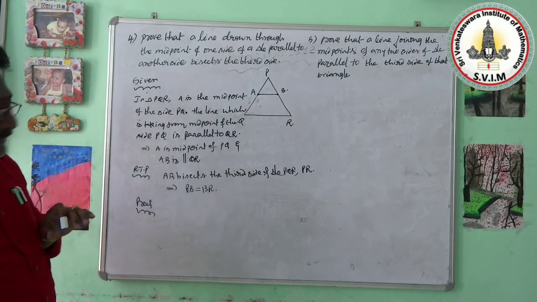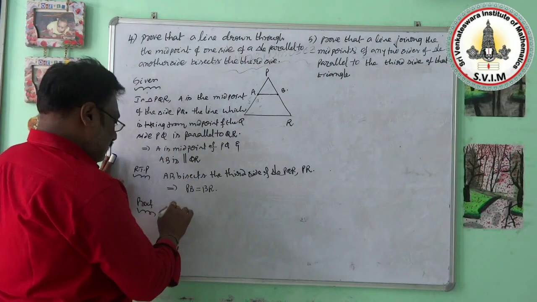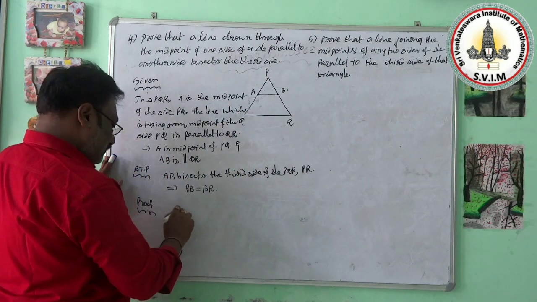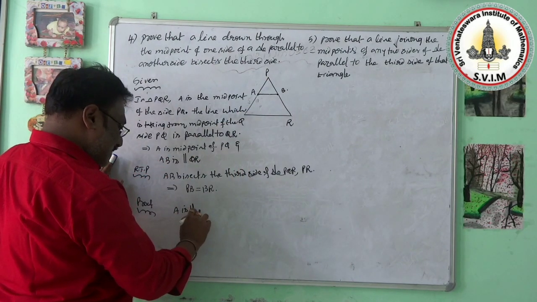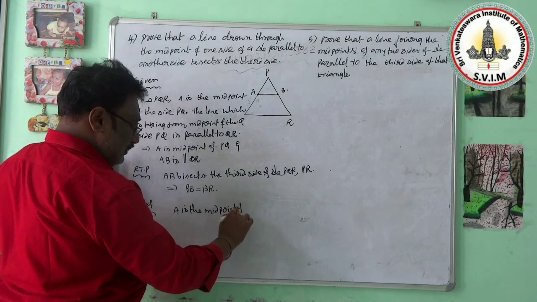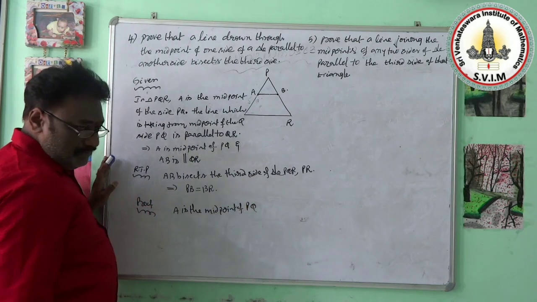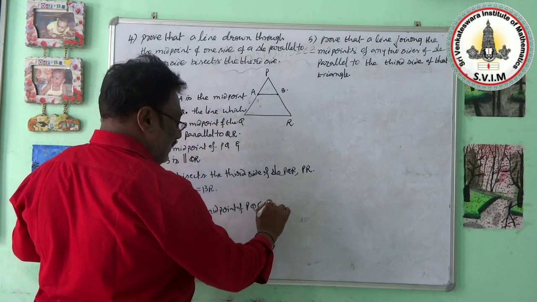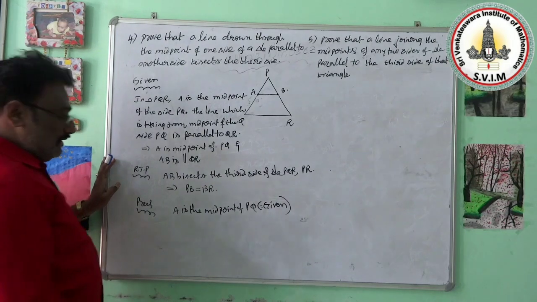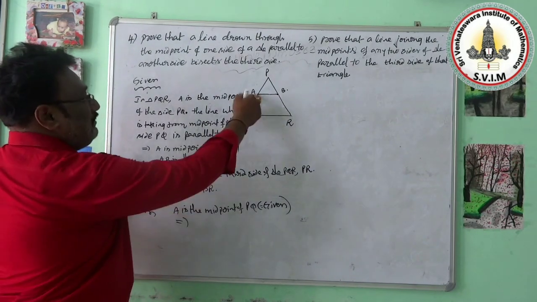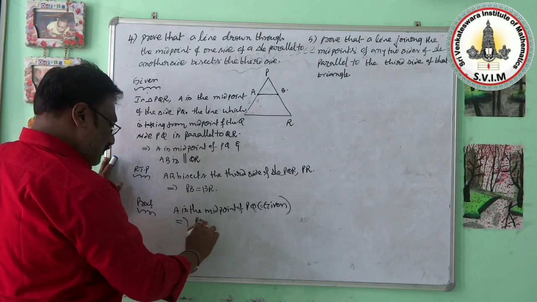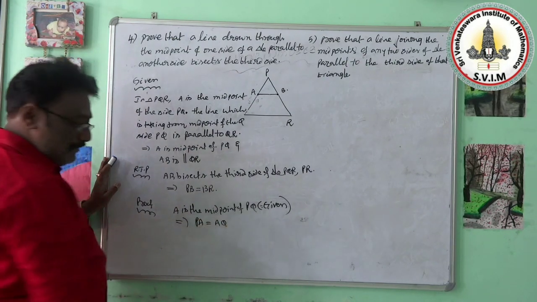Proof. Take it here. A is the midpoint of PQ. That has been given in the problem. So A is the midpoint of PQ means PA is equal to AQ.